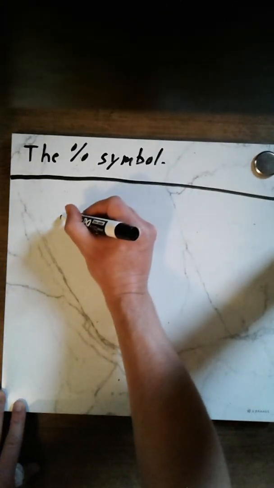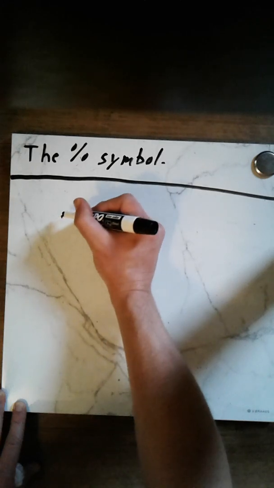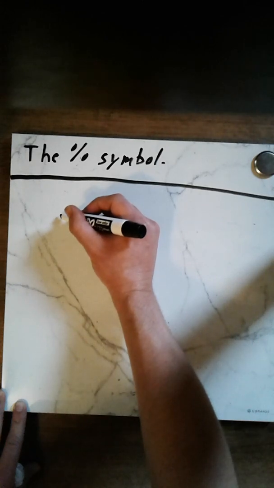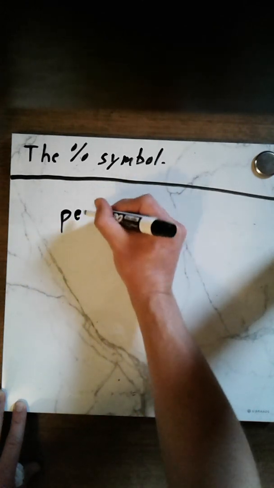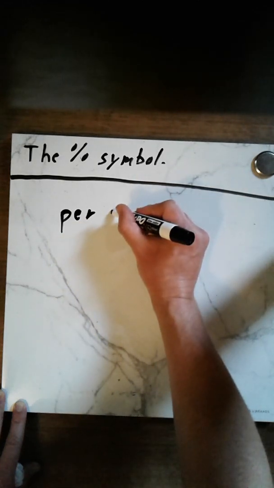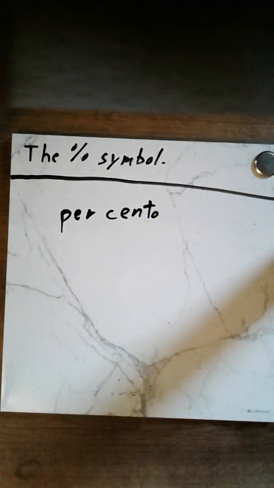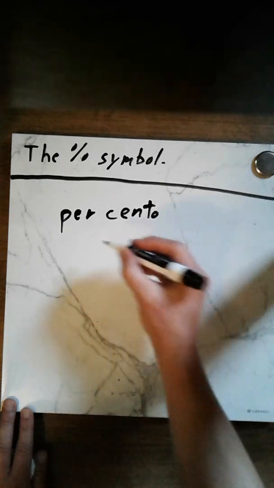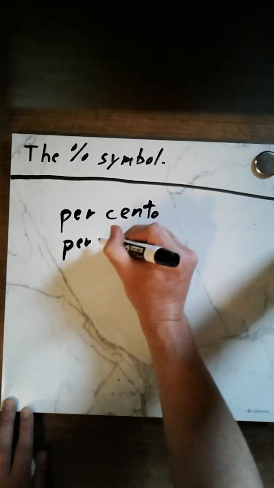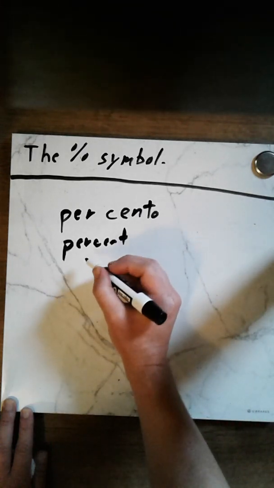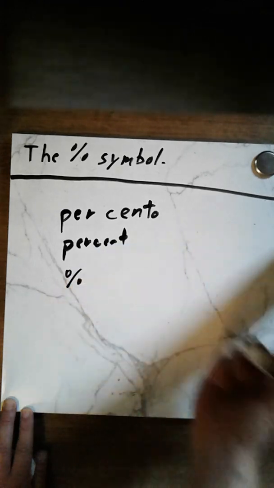So there were some people in Italy, before Columbus sailed the ocean blue, who invented the percent symbol. If you look at the etymology of percent, it comes from per cento, which is Italian for percent, and that's where our English word percent comes from.